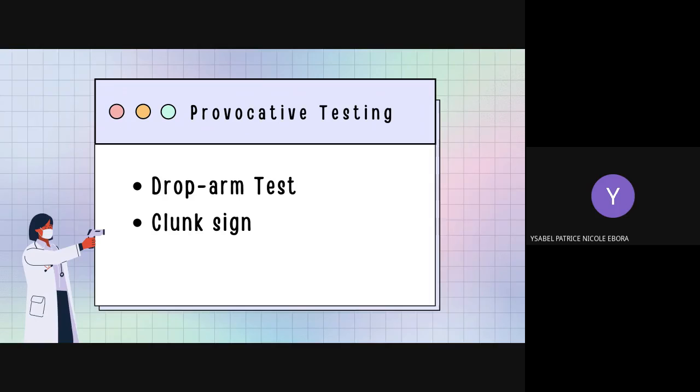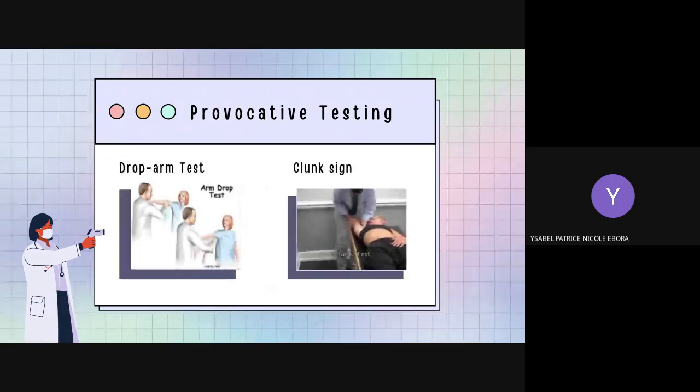Provocative testing generally provides more focused evaluation for specific problems and is typically performed after the history and general examination have been completed. Next slide. The drop arm test is performed to identify rotator cuff tears by passively abducting the patient's shoulder, then observing as the patient slowly lowers the arm to the waist. The patient may be able to lower the arm slowly to 90 degrees, but will not be able to continue the maneuver as far as the waist.